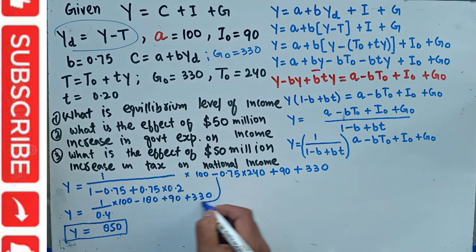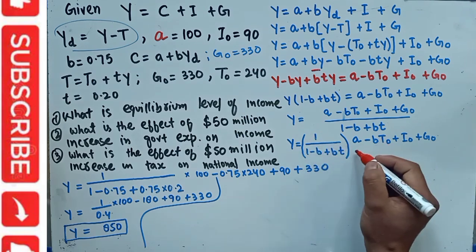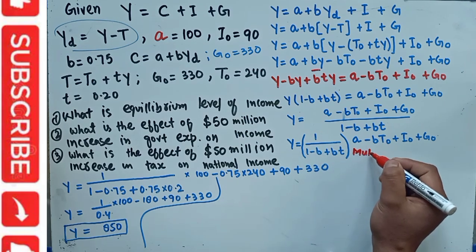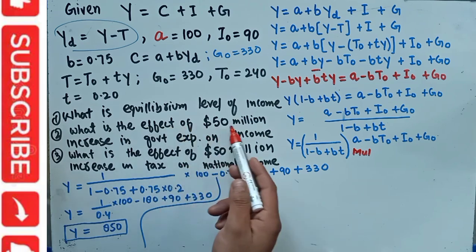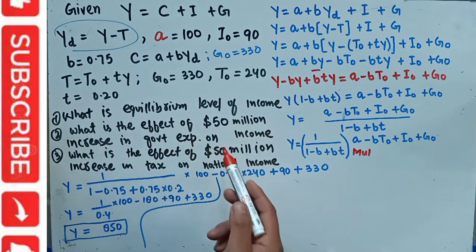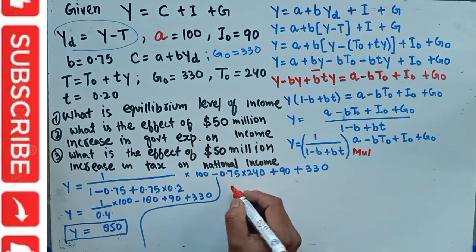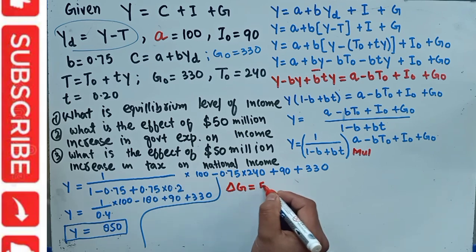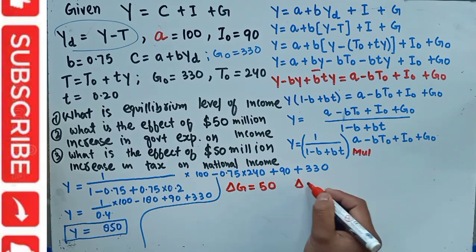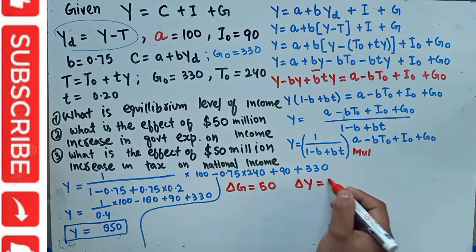This is our equilibrium level of income. So remember, this step denotes our multiplier, one and the same thing. The next question was, what is the effect of the 50 million increase in government expenditure on the income? So we have the change in government expenditure as $50 million, and we need to find out the change in income due to this.